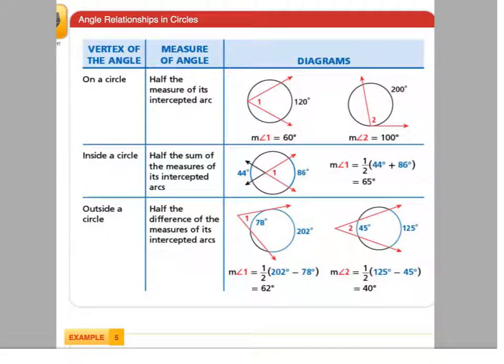This is a really good summary of the whole lesson. If we had just started with this, it probably would have made everything a lot easier, but we didn't. So the first part is all about the inscribed angles. So this was from the last lesson.